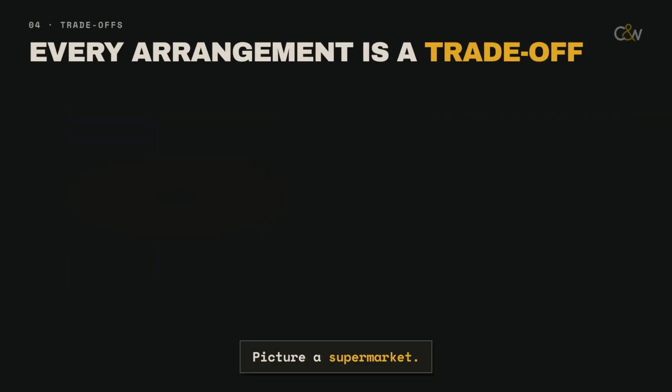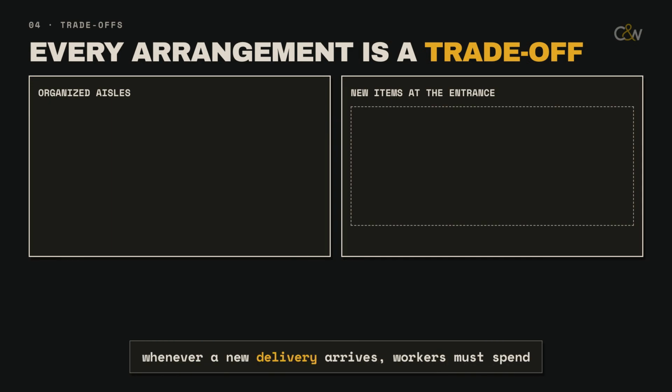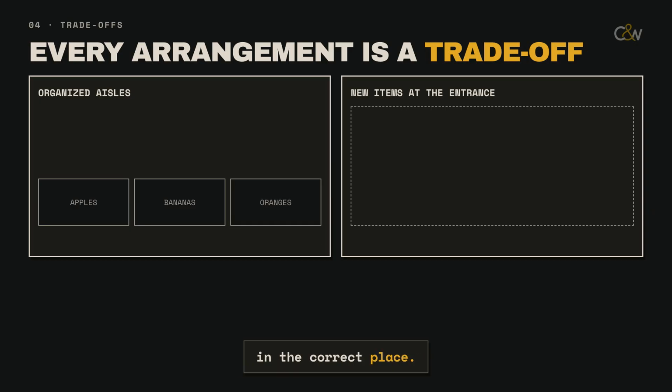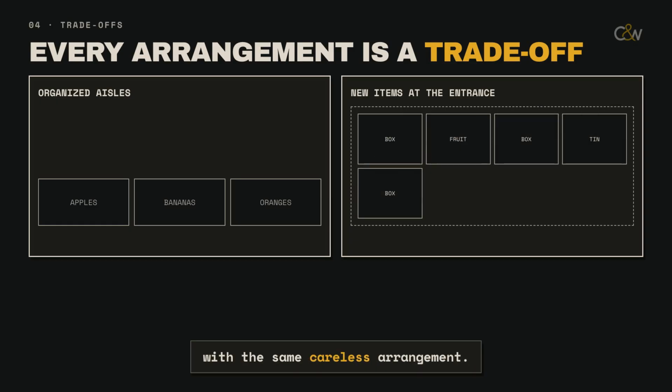Picture a supermarket. Grouping all the fruit together helps you find bananas quickly. But whenever a new delivery arrives, workers must spend time putting every item in the correct place. Now imagine the store leaves every new item beside the entrance. Restocking becomes very fast. Finding bananas becomes terrible. The store cannot optimize both jobs with the same careless arrangement.